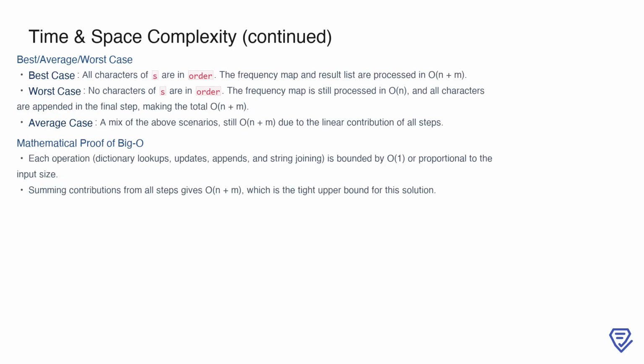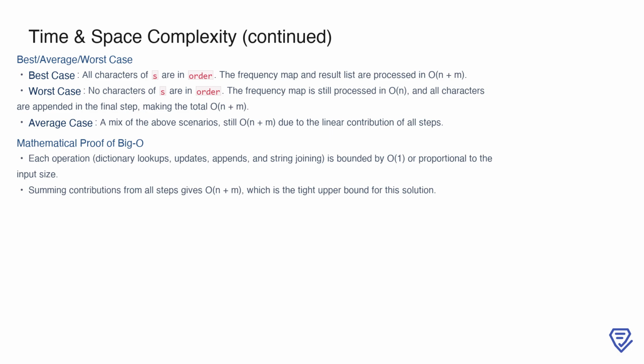Finally, let's analyze the best, average, and worst-case scenarios. In the best case, all characters in S are found in order. Here, the frequency map and the result list are processed in O(n plus m). In the worst case, none of the characters in S are found in order. Even in this case, the frequency map is processed in O(n), and all remaining characters are appended in the final step, making the total complexity still O(n plus m).